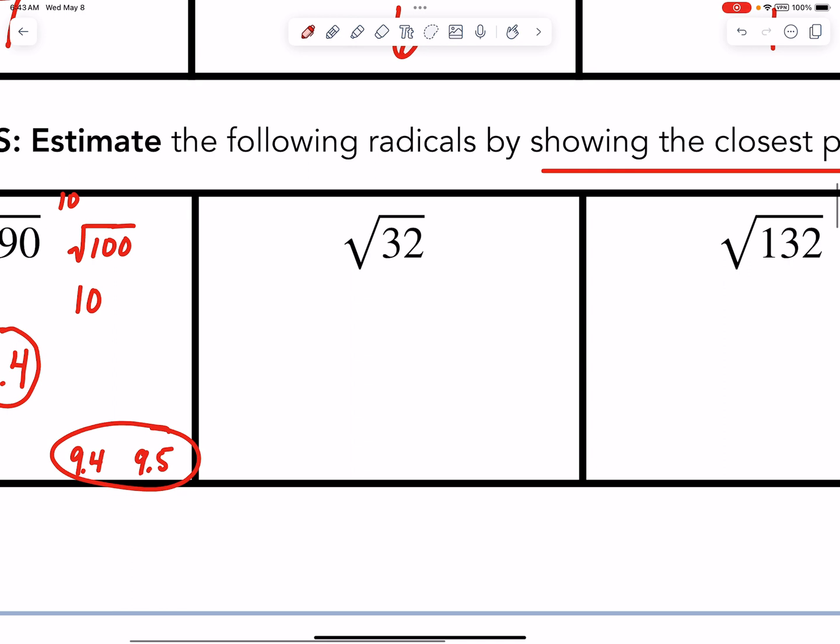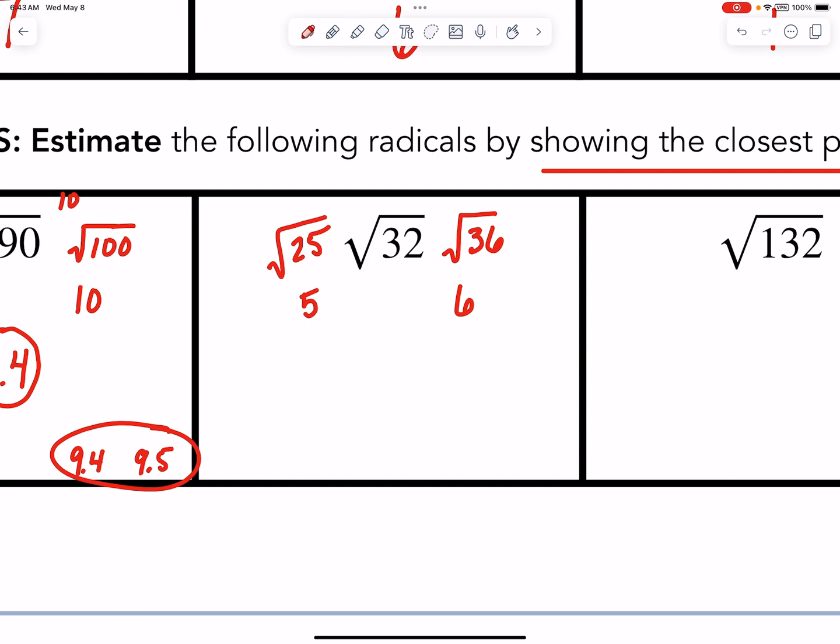Okay, all right, square root of 32. I know 6 times 6 is 36, so I'm going to put this, and 5 times 5 is 25. Now, if I mess that up, then I would just erase it. Okay, but I found the one above and below. Now, what's it closest to?